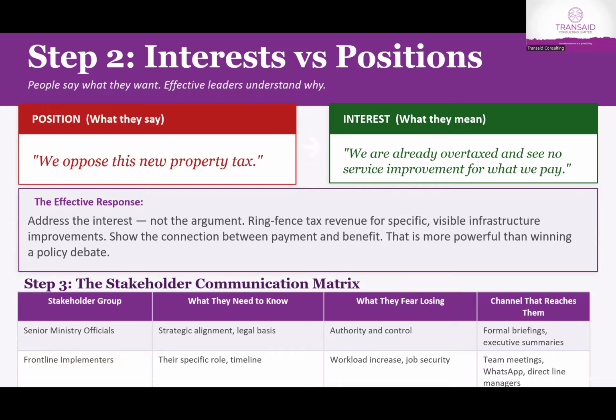What should be your effective response as a policy professional? You address the interest, not the argument. Why are they opposing it? What do they mean? You now put the revenue from that tax into specific visible infrastructure improvements, for example, to show the connection between payment and benefit. So they know that we're not just paying this money. We are seeing our roads are getting better, our electricity is improving. This is more powerful than going on TV and doing a policy debate.